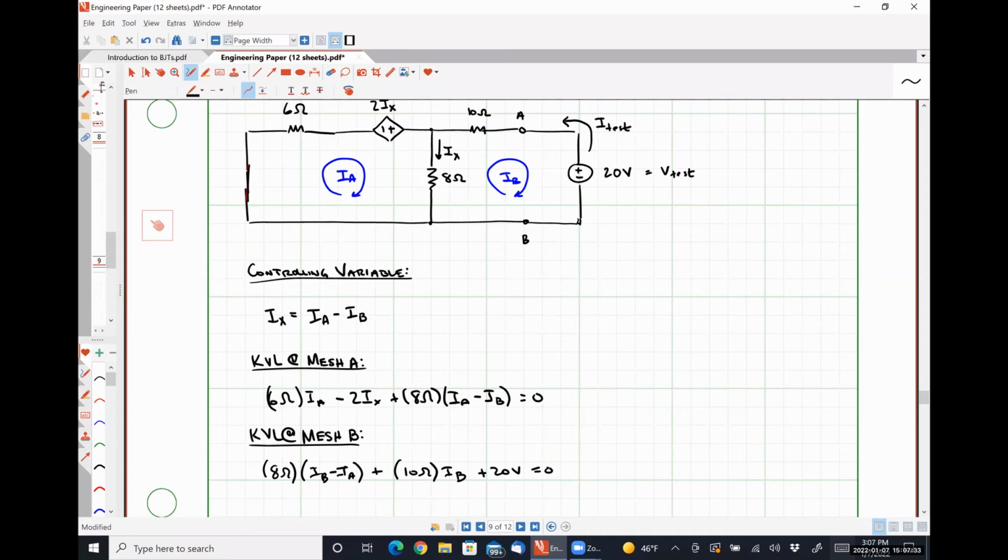All right, so we have three equations, three unknowns. Let's solve this system for IA, IB, and IX. And then once we know those results, let's find I test and R7. So first, solve our system for IA, IB, and IX.